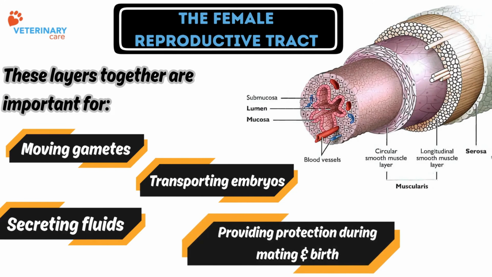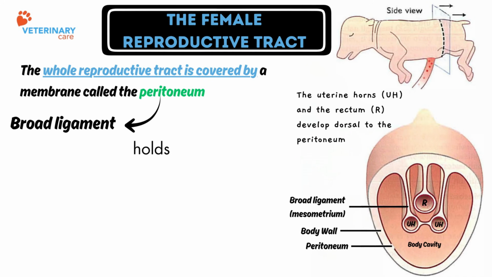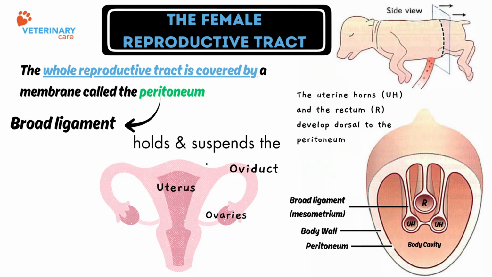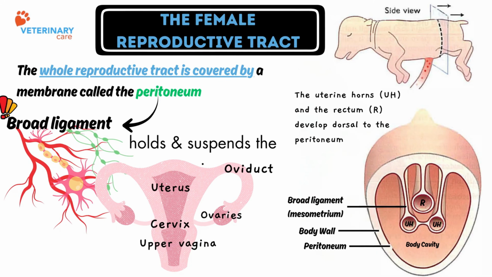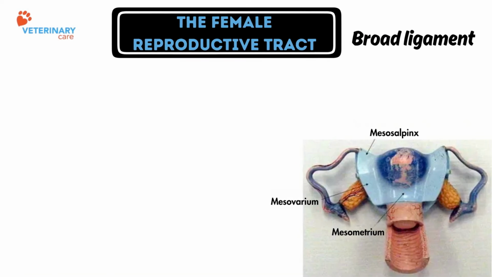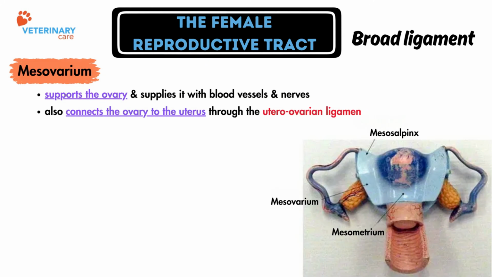The whole reproductive tract is covered by a membrane called the peritoneum, and from this develops the broad ligament. The broad ligament holds and suspends the ovaries, oviduct, uterus, cervix, and the upper vagina. It is also very important because it carries blood vessels, lymphatics, and nerves to these organs. The broad ligament has 3 main parts. The first is the mesovarium, which supports the ovary and supplies it with blood vessels and nerves. It also connects the ovary to the uterus through the utero-ovarian ligament.